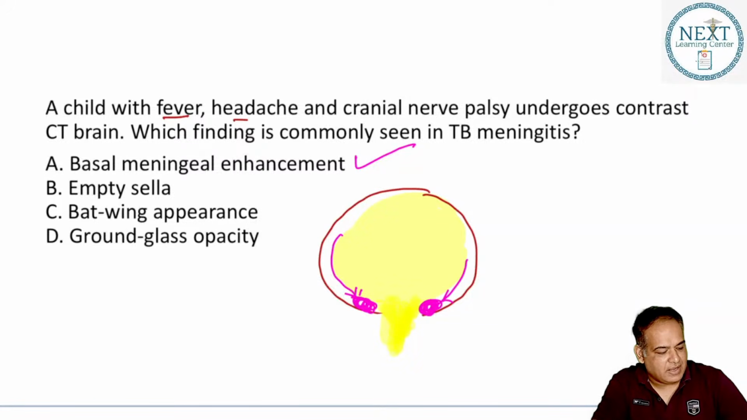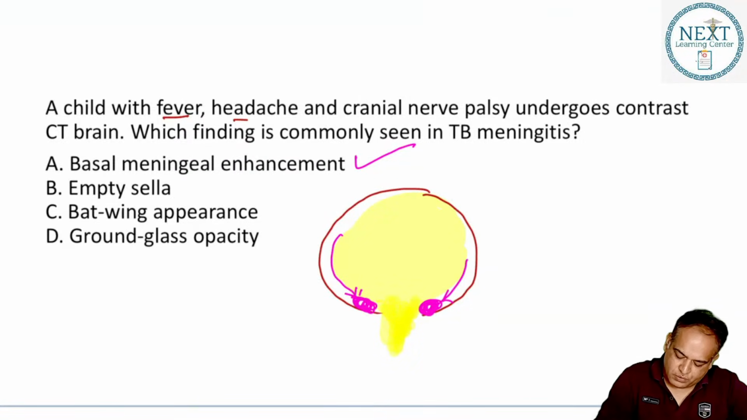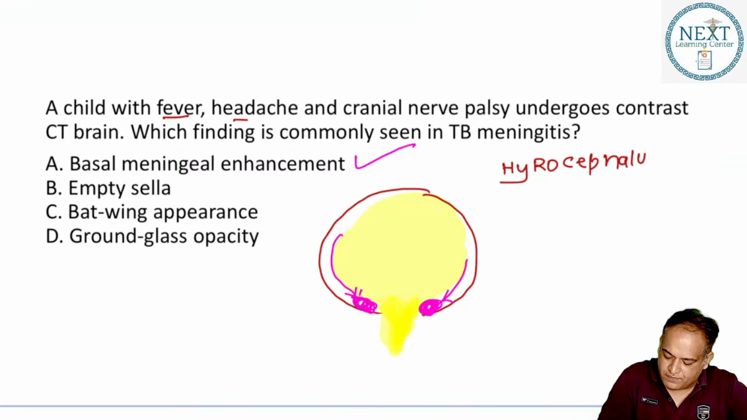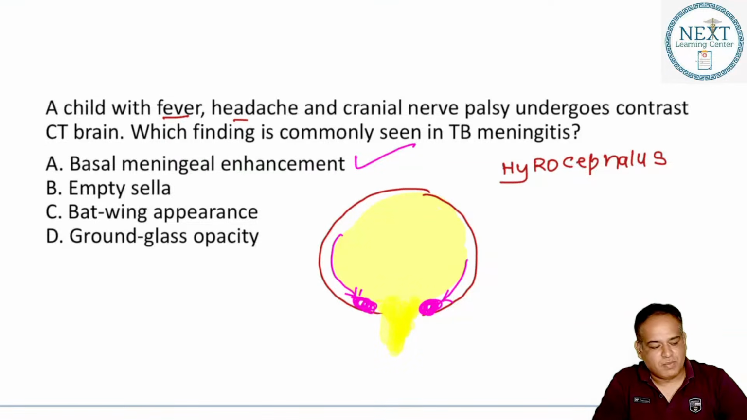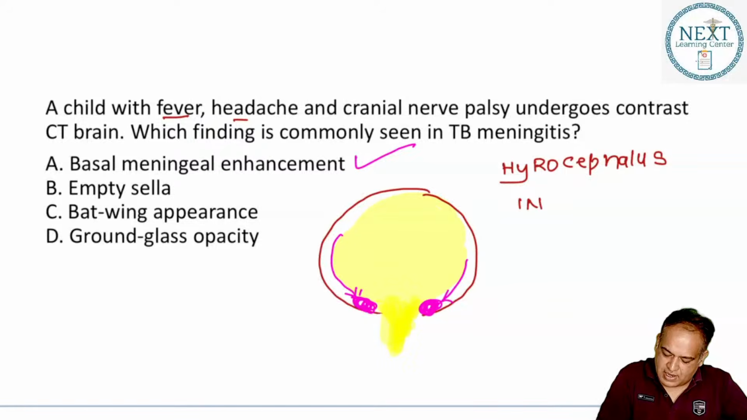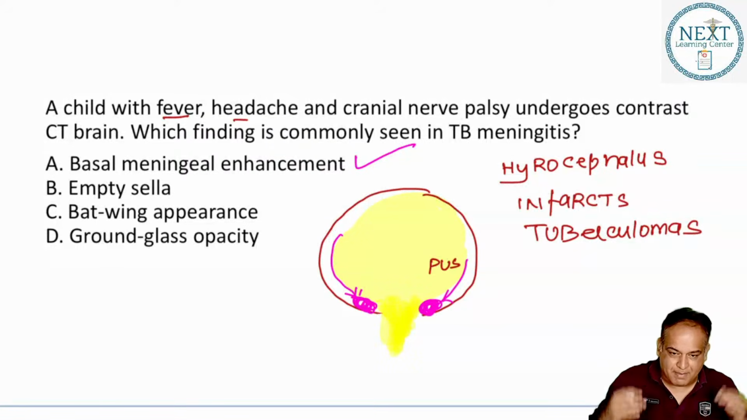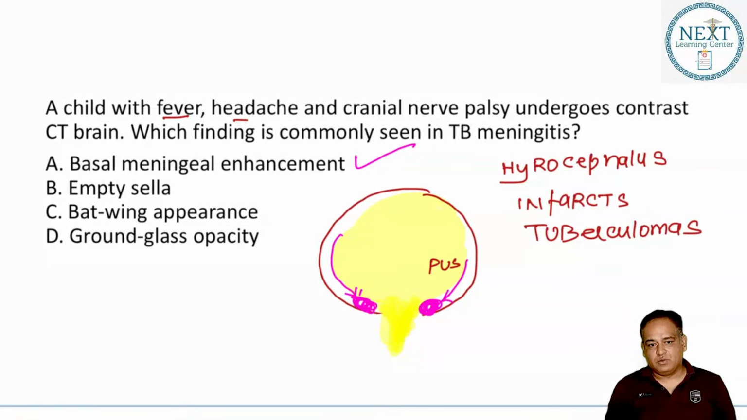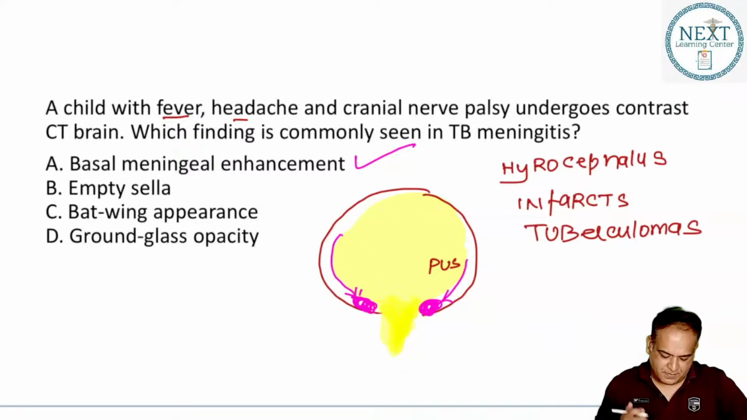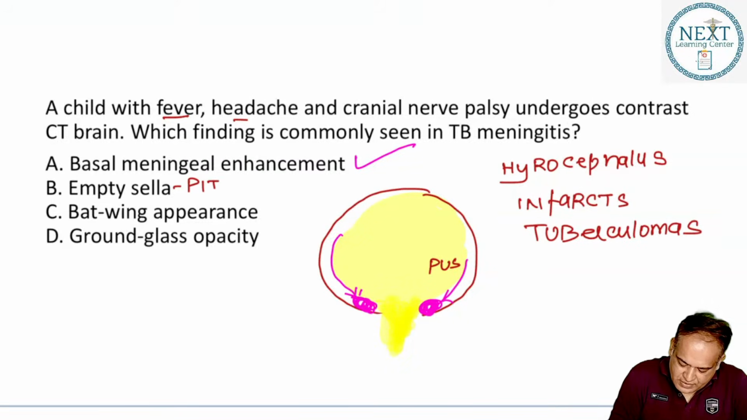Basal meningeal enhancement. What else do you get to see in tubercular meningitis? You might get to see hydrocephalus. You might get to see infarcts. What else can we see on CT scan? You might get to see tuberculomas. But mainly what you have to remember is that the pus comes downward, and you will get to see basal meningeal enhancement. Fine.